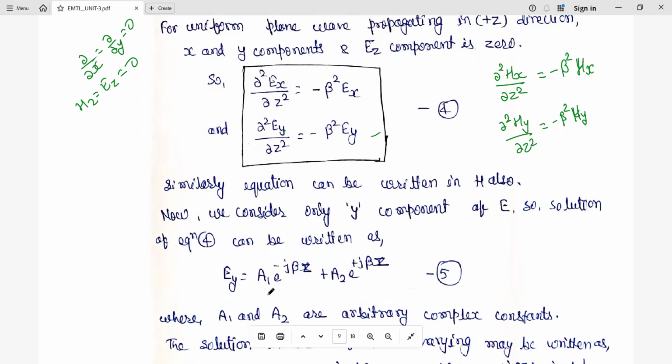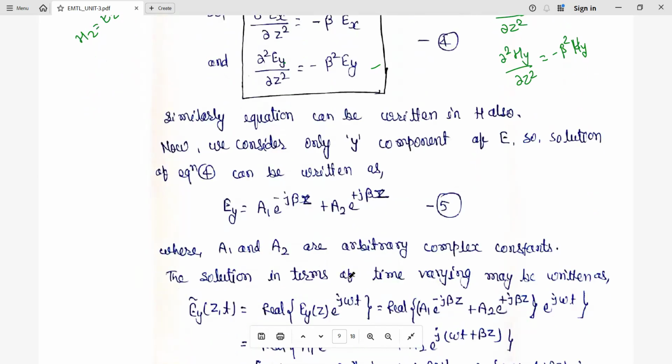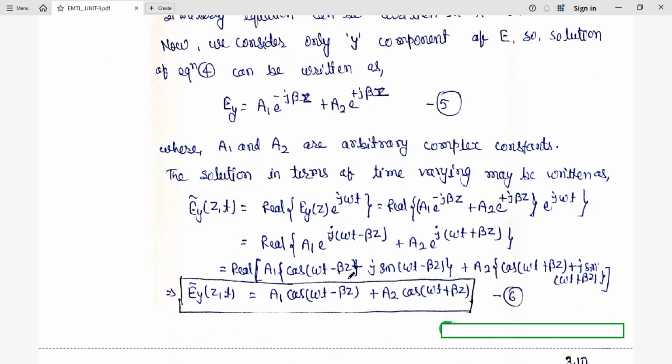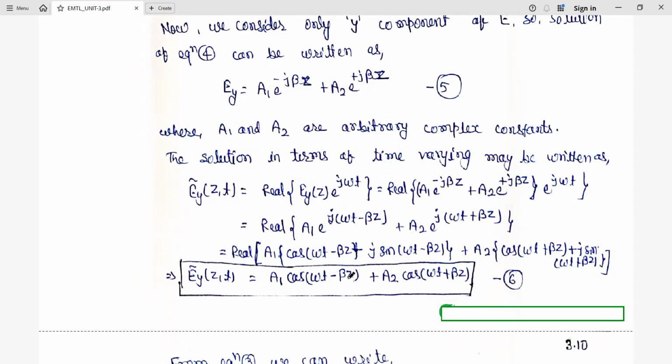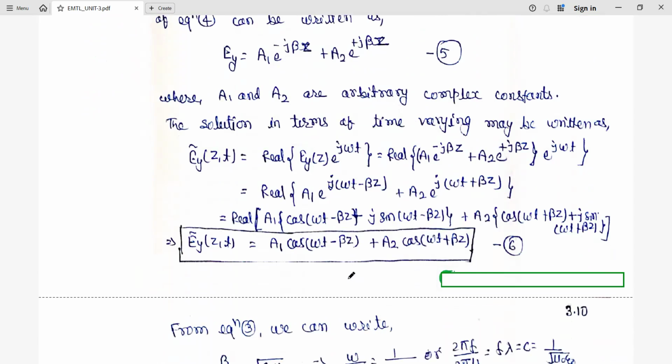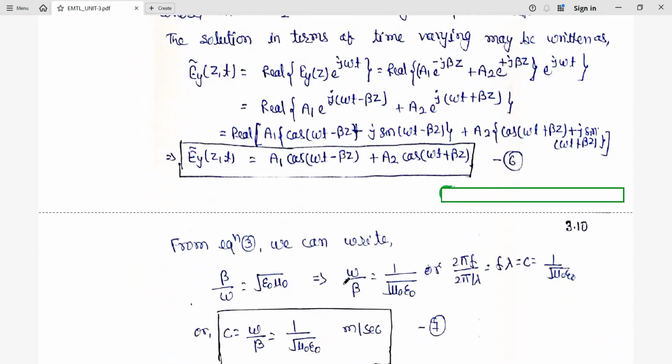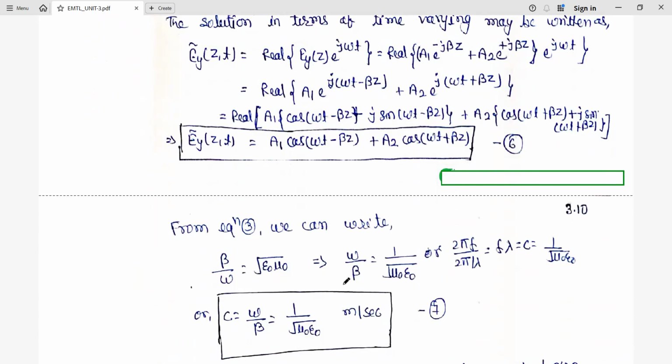So for that purpose, here we are considering Ey equal to A1 e to the power minus j beta z plus A2 e to the power plus j beta z, where A1, A2 are two arbitrary complex constants. Now this equation 5 we are going to multiply with e to the power j omega t and we are trying to find its real term. Okay.